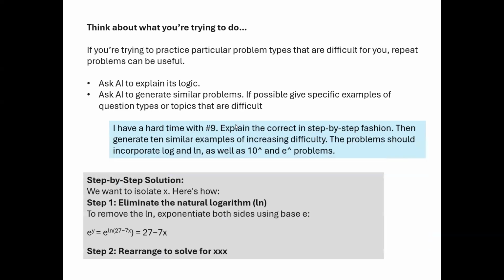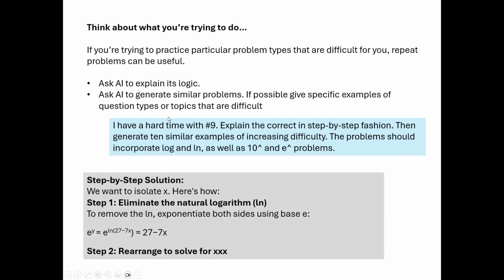And you can go through and AI really does an excellent job of stepping through it. So it will give you a step-by-step solution. It's going to tell you to exponentiate both sides using base E, and away you go.